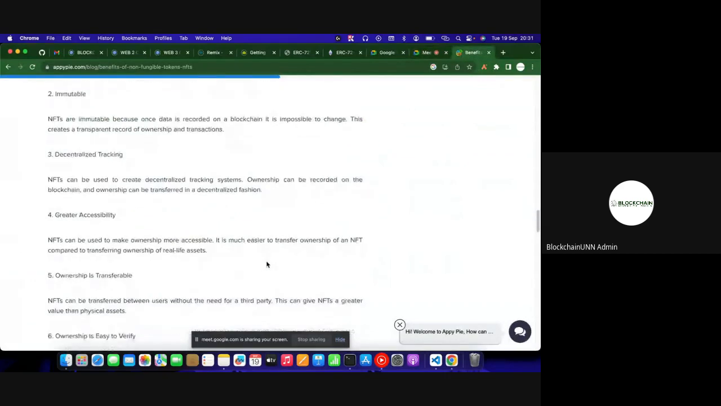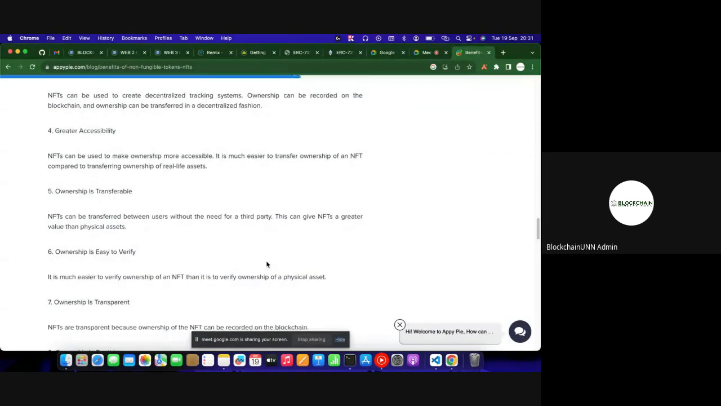So there's also greater accessibility, right? With NFTs, we know that an NFT is globally accessible. There's no form of gatekeeping. You can easily transfer the ownership from one person to another.